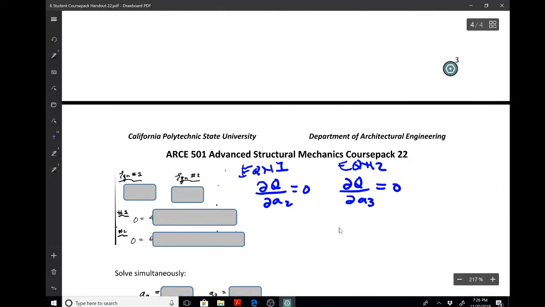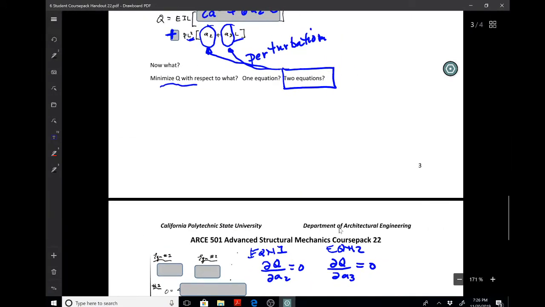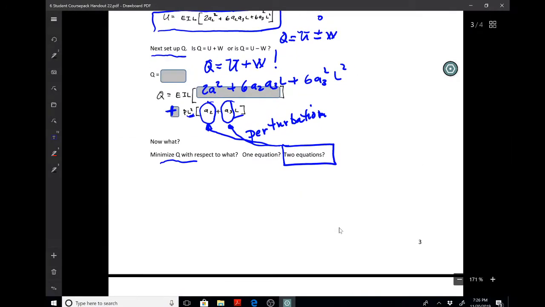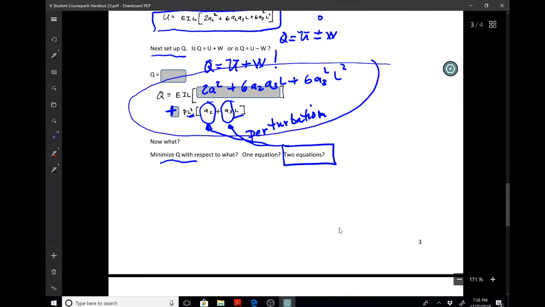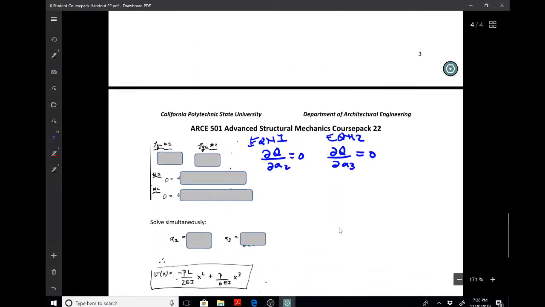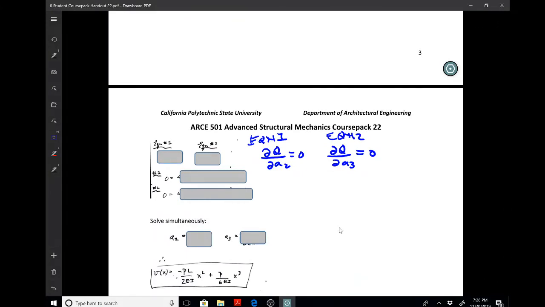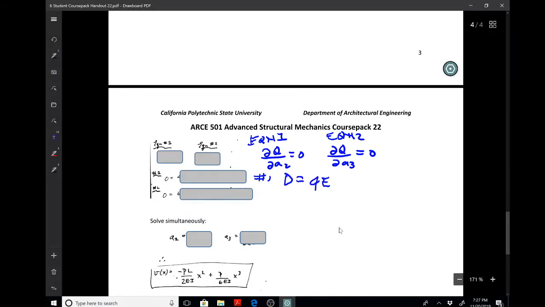If we were in class together, I would actually have you do this and I'd walk around here, but it's not, you know, tough at all. This is Q, so just differentiate that with respect to A2 once, and then differentiate that Q with respect to A3, and those are your 2 equations. So our first equation is, this is number 1. We have 0 is equal to 4 EI L A2 plus 6 EI. And you could check this. You might want to stop the video and just kind of check that you could do this yourself.